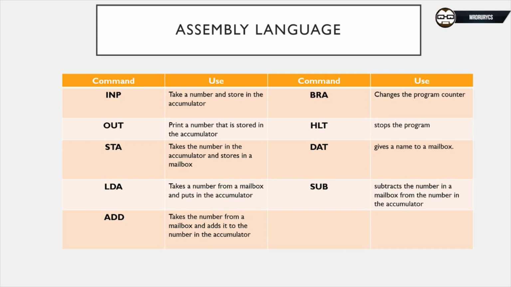HLT, halt, stops the program. Don't put end, always put halt. DAT gives a name to a mailbox. So you do first space DAT, and that would say, right, we're using a DAT command and making a mailbox called first. And SUB subtracts whatever's in the mailbox from whatever's in the accumulator, not accumulator from the mailbox, okay.